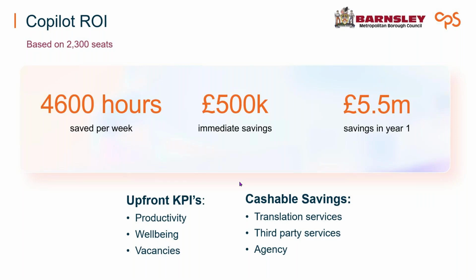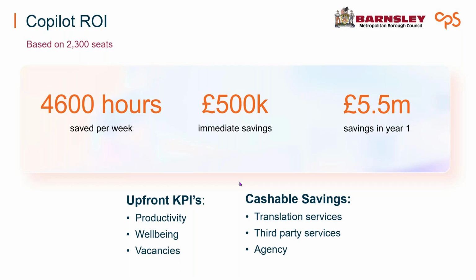That's in lots of different types of savings. We found immediate savings within 6 months of rolling it out and getting people to use it, £500,000. And that is from a number of different things. That is the time saved across their departments and staff. That's a reduction in some vacancies, so not having to hire as many staff. And there are some third-party services that were being used, translation services, payroll tools and apps, and a reduction in agency fees as well.